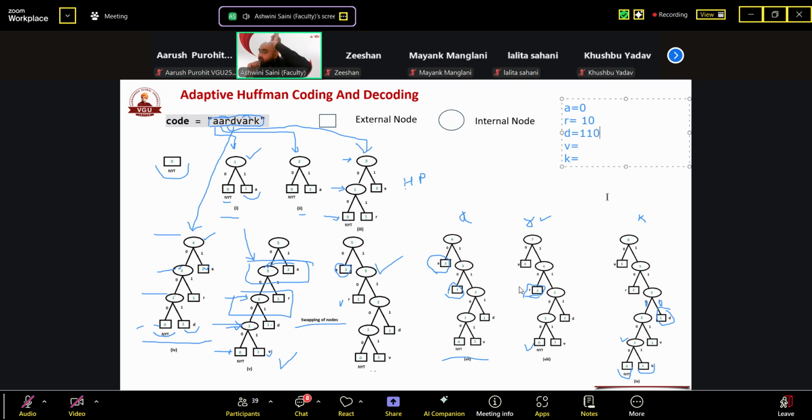And what will be used for V? Can you guess? 1, 1, 1, 1 will be used for V. If someone has a problem, then please let me know.